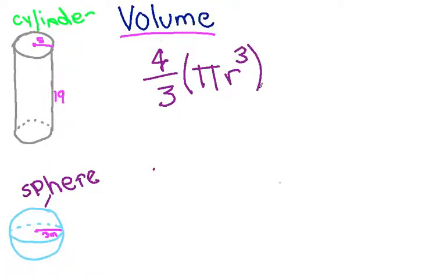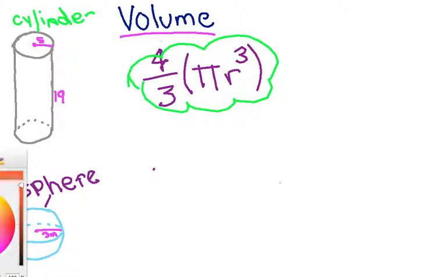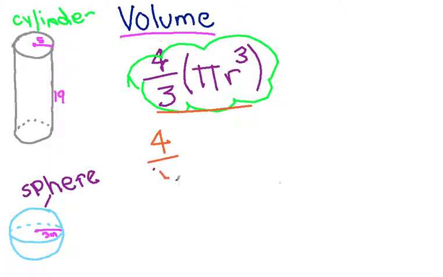And to understand this fully, you have to do calculus and more advanced math, and that will come up later. That's the formula. So let's try it with this sphere shown right here. The radius of the sphere is 3 meters. So let's plug it in. 4 thirds times pi times the radius, 3, cubed.